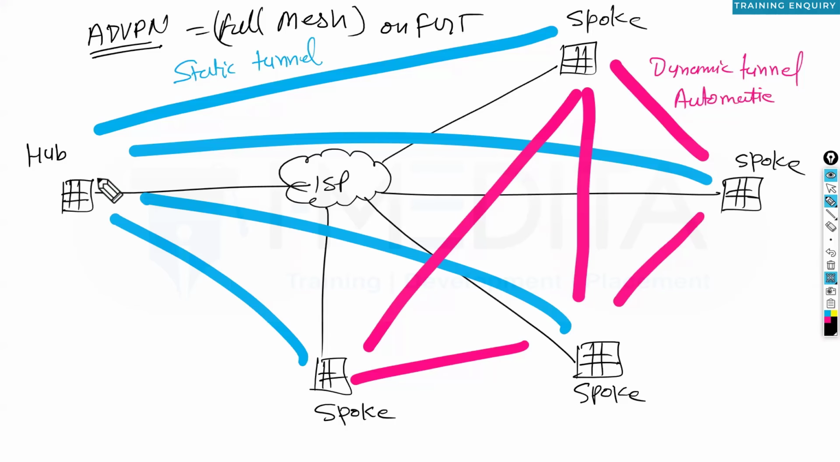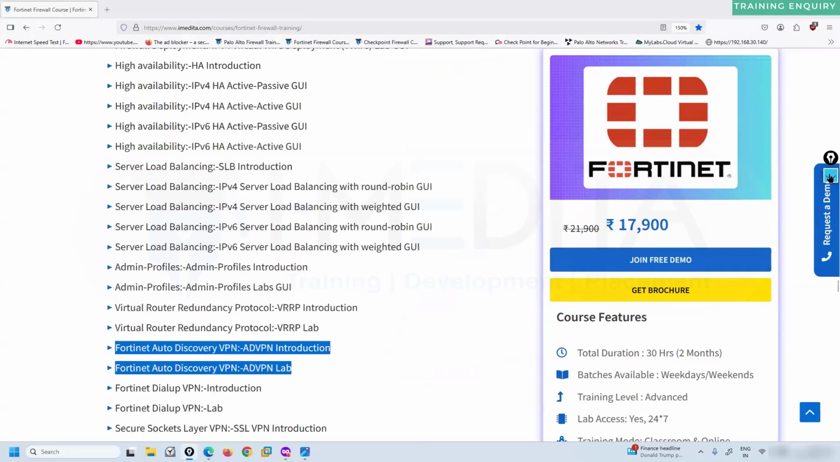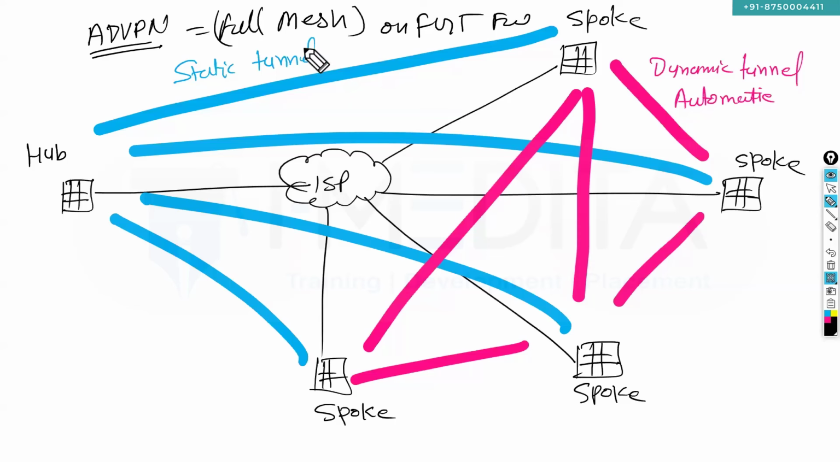But the limitation is this: all devices must belong to FortiGate. You can configure ADVPN only on FortiGate firewalls. If these devices belong to different vendors, then we can't configure ADVPN. At that time, we have only one solution, that is site-to-site. But if all your devices belong to FortiGate and you want to configure a full mesh VPN with easy configuration, then you can deploy ADVPN. Done. So this will be our ADVPN.